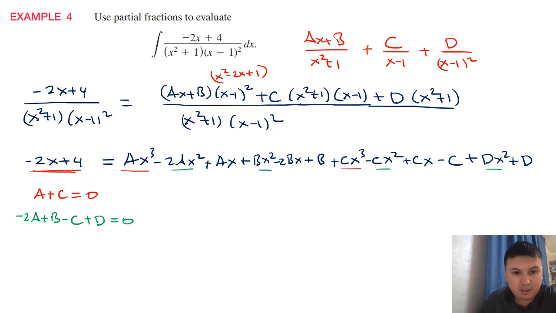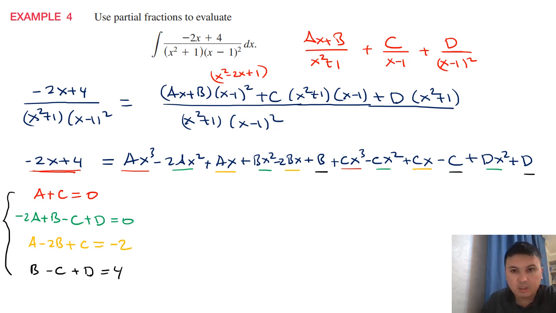And then I have minus 2x, so the x term must be minus 2. Here's my x, here's my x, here's my x. So I get a minus 2b plus c is equal to negative 2. And finally, the constant term is 4. So my constant terms are here: b, minus c, and d. So b minus c plus d must be 4. So I have 4 unknowns, a, b, c, d, and I have 4 equations, right?